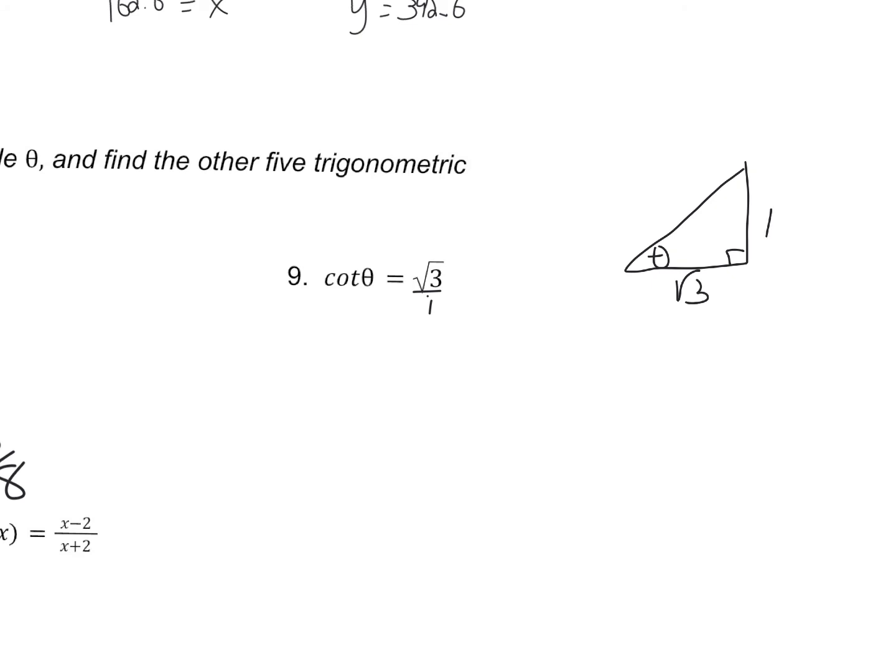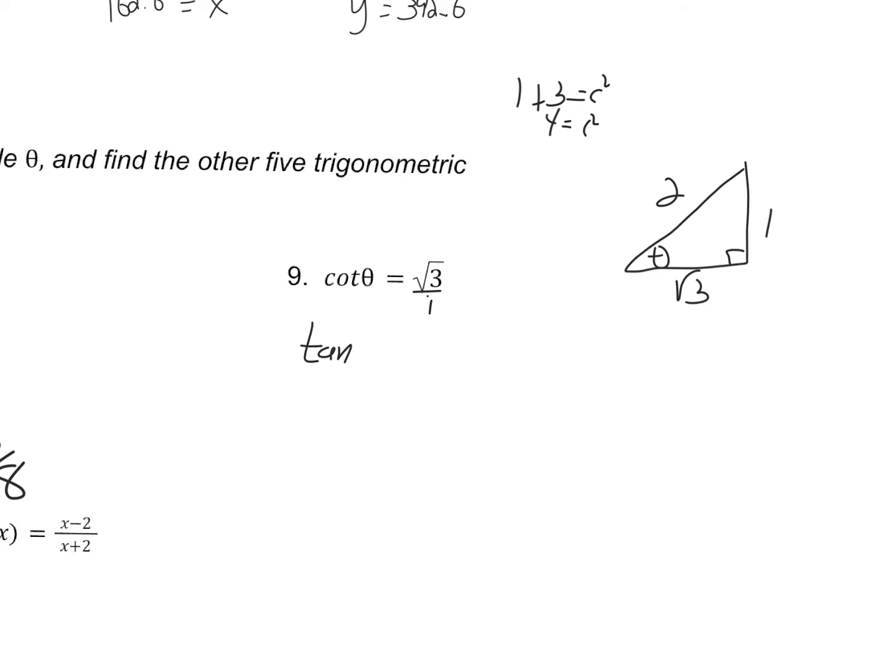And to find the hypotenuse, I'm doing a squared plus b squared is c squared. So I'm going to do 1 squared, which is 1, plus square root of 3 squared, which is 3, equals c squared. If I add those up, I'm getting 4 is c squared. So c is going to be 2. So there's my hypotenuse. By the way, that sure looks like a 30, 60, 90 to me.